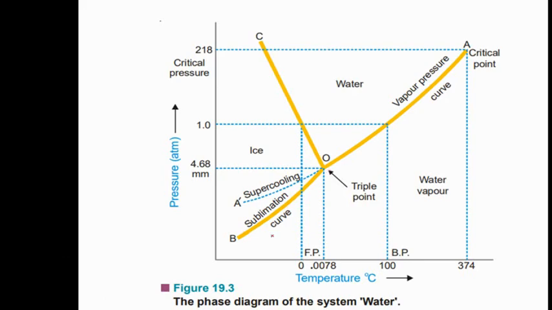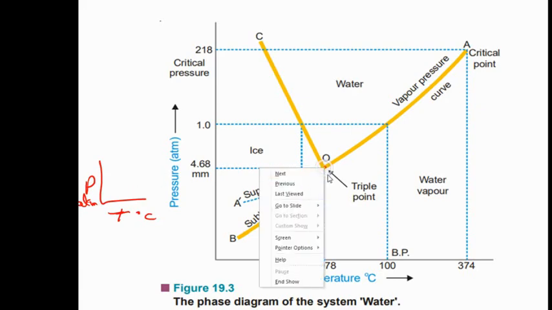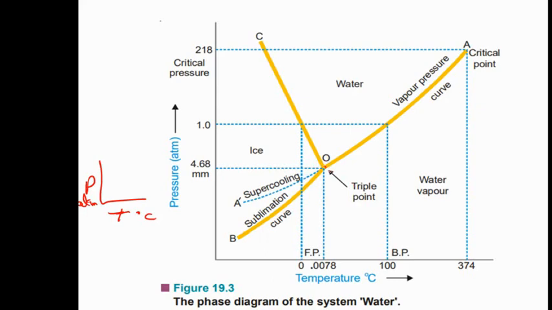If you see here, it is temperature versus pressure, right? Temperature can be in Celsius and it is at atmospheric pressure. This point O is the triple point. From A to O is the vaporization curve. From O to B is the sublimation curve. O to C is the melting curve or fusion curve.